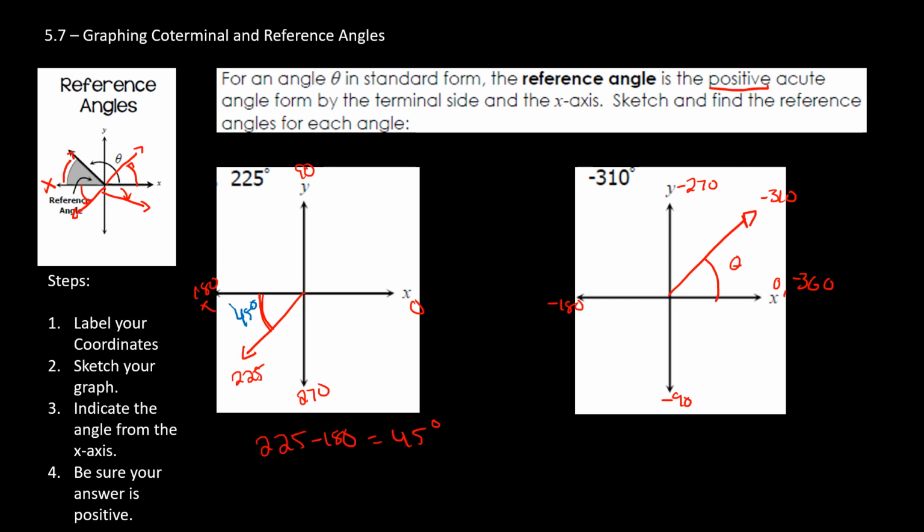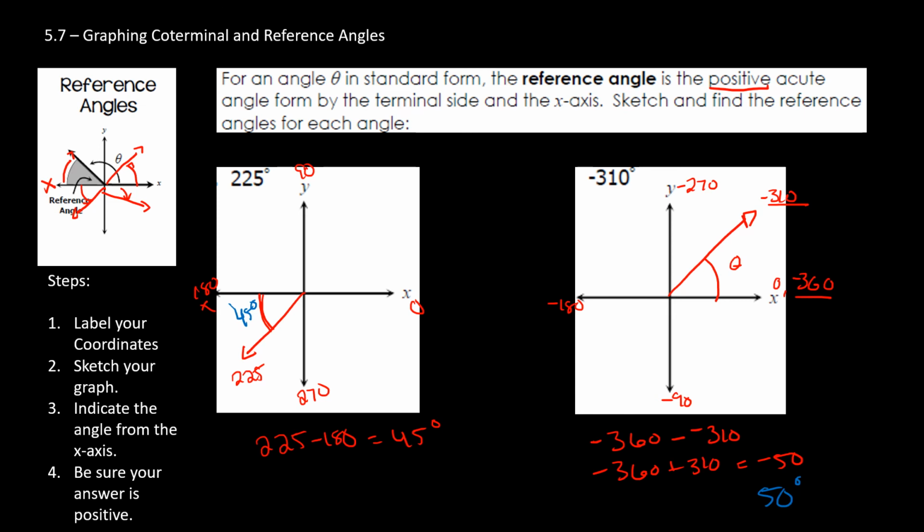So it's the change between the negative 360 and the negative 310. So we can say negative 360 minus negative 310. Well, negative 360 minus negative is positive 310, and that's going to equal negative 50. That can't be true for this, as our angle has to be positive. Well, we just make that positive. We know that we're going to have 50 degrees.